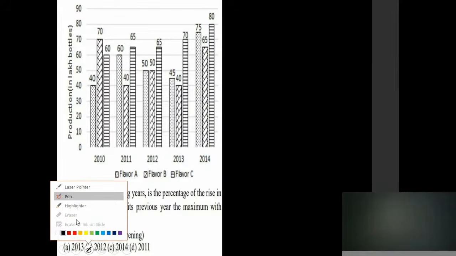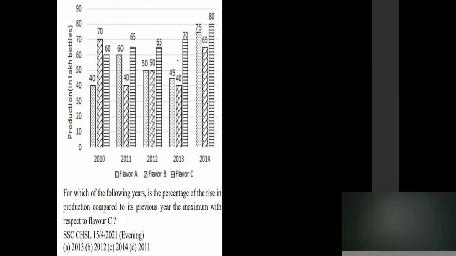2013. So 2013 means about C, you should be calculating percentage increase of these two, 70 and 65 for 2013. For 2012, you should be comparing 65 with 65. You should calculate percentage increase. For 2014, you should be calculating with 2013, the previous year, percentage increase. 2011, you should be calculating with 2010. Should be calculating percentage increase.